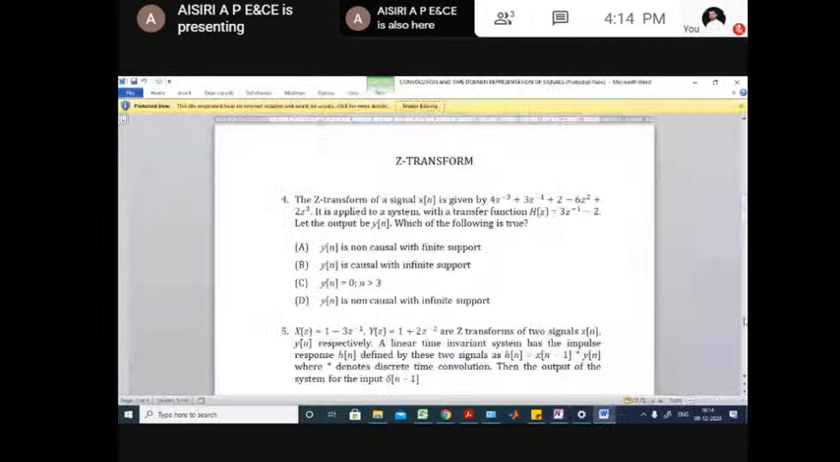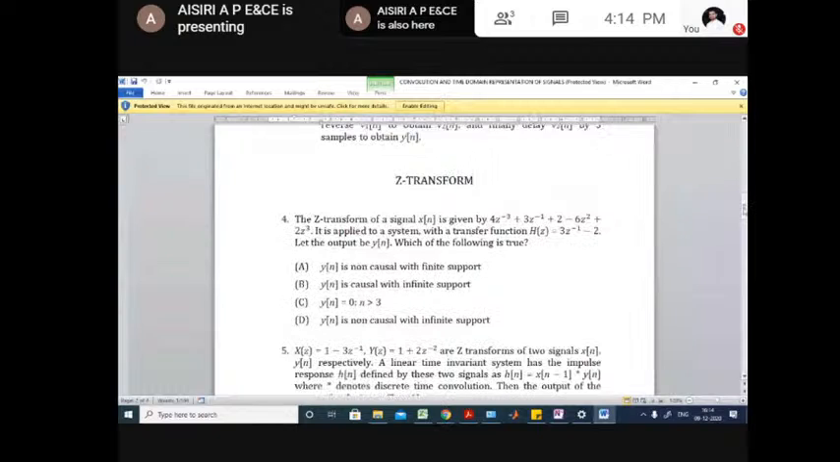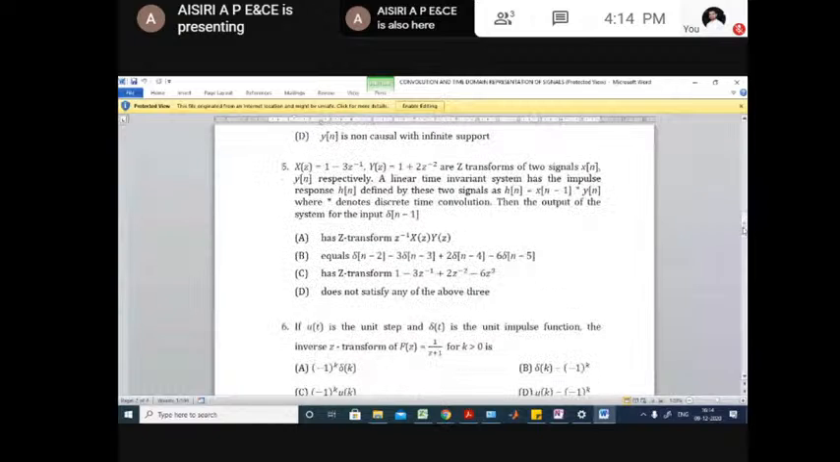So now we have one problem. X of z is equal to 1 minus 3 into z to the power minus 1 and y of z is equal to 1 plus 2 into z to the power minus 2 are the z transforms of two signals x of n, y of n respectively. A linear time invariant system has the impulse response h of n, which is defined by the two signals, where h of n is equal to x of n minus 1 convolved with y of n, and the star denotes the discrete time convolution.